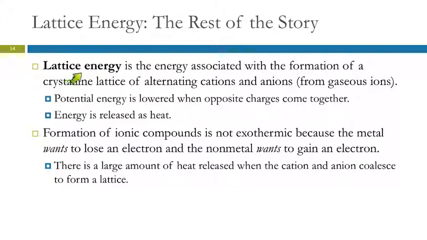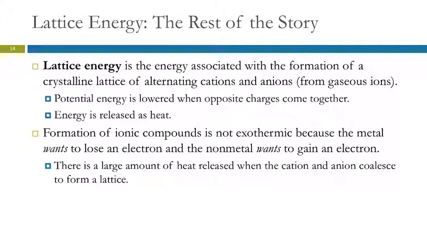So lattice energy is what explains this discrepancy. Lattice energy is the energy associated with the formation of a crystalline lattice of alternating cations and anions, from the ions in the gas state. Potential energy is lowered when opposite charges come together. So you've got sodium ions and chloride ions. In order to make those, you had to put energy in.